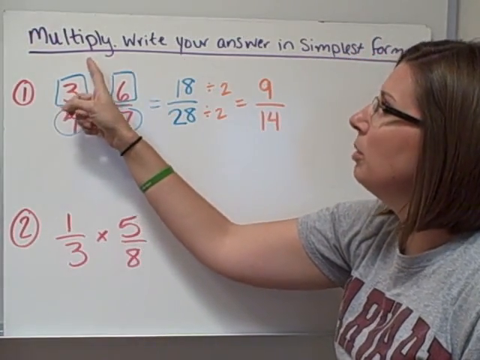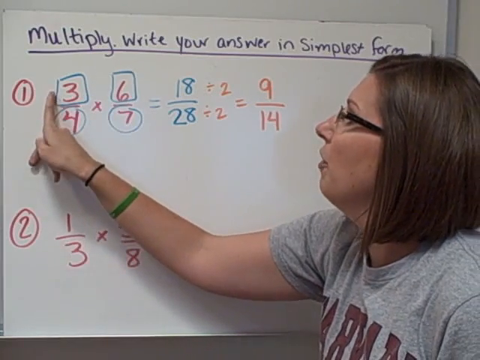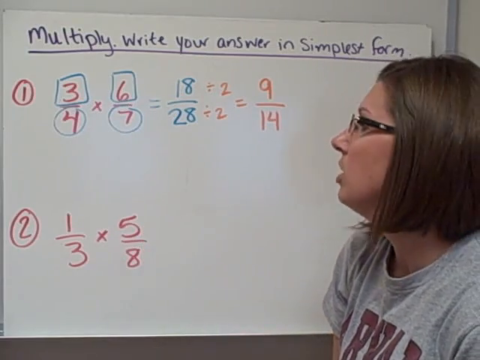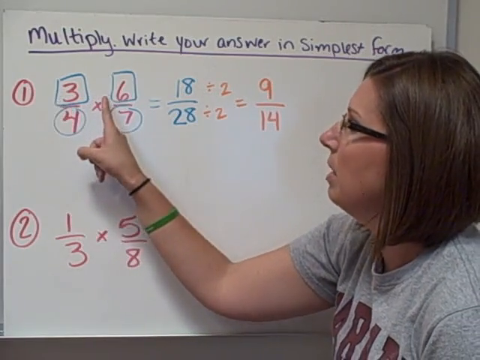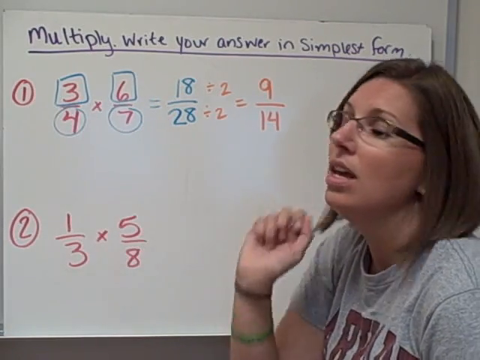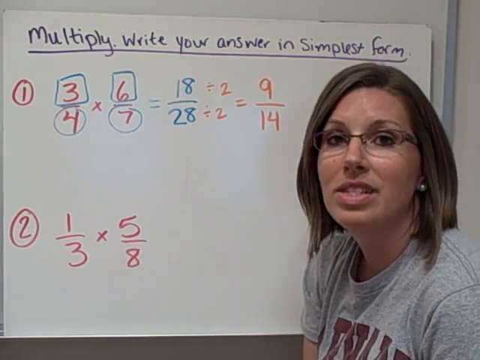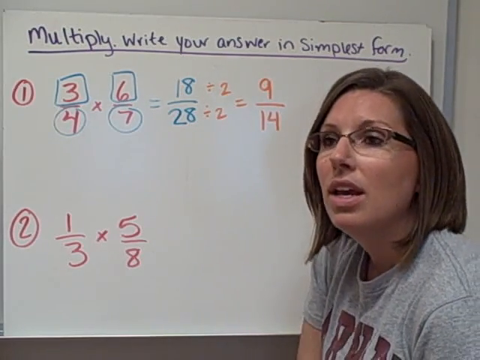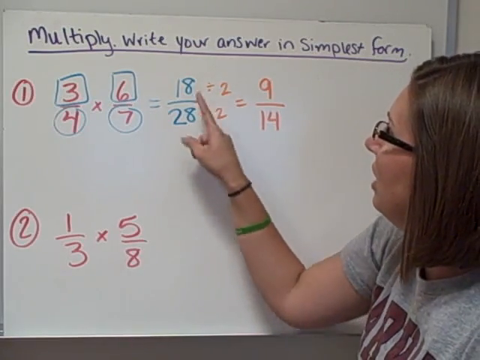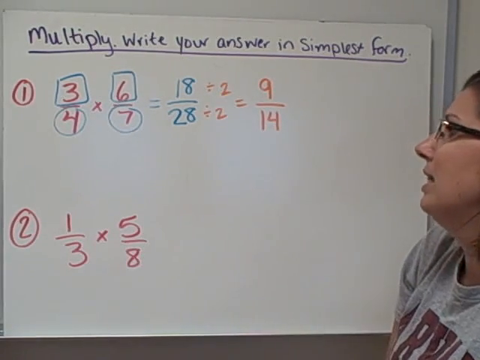So our directions are to multiply and write our answer in simplest form. One is done for you. So I had the fraction 3/4 times the fraction 6/7. So what I did was I multiplied 3 times 6 and I got 18. I multiplied 4 times 7 and I got 28. And so I look at my fraction 18/28 and I notice that they're both even numbers. Even numbers are easily divisible by 2. So I just divide the numerator and the denominator by 2 and I get my final answer, 9/14.